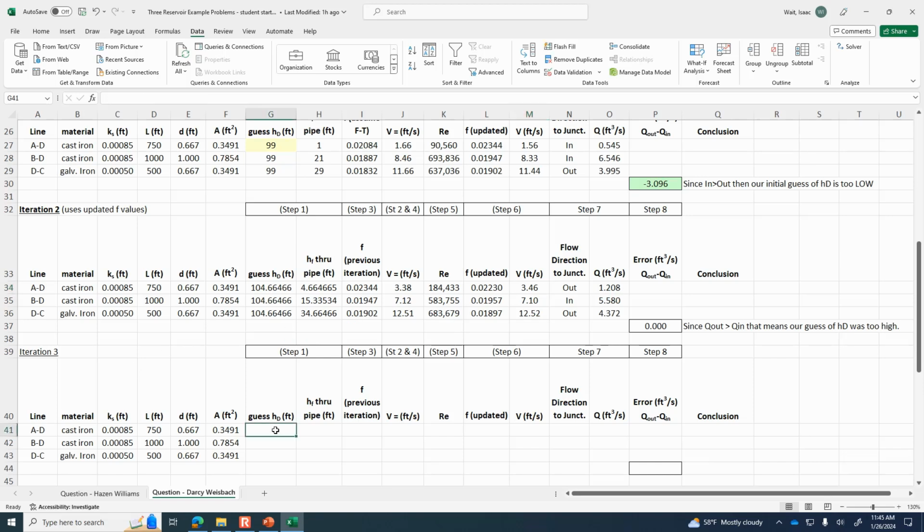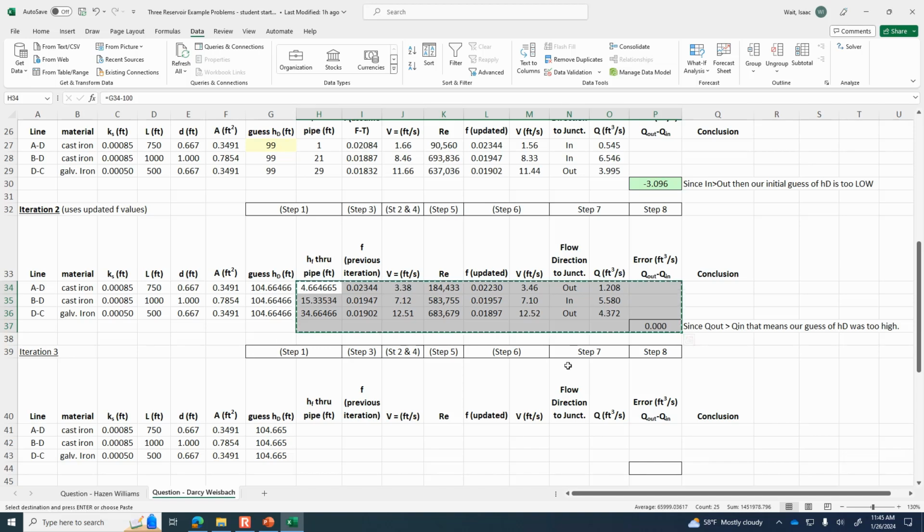So let's do iteration 3. Let's make our guess 104.665 as our guess. And then we can copy all of this stuff, the whole thing. We don't have to do it one at a time because now we're not changing what is considered an in and what is considered an out. Let's copy all of these, Control C, and then paste, Control V.